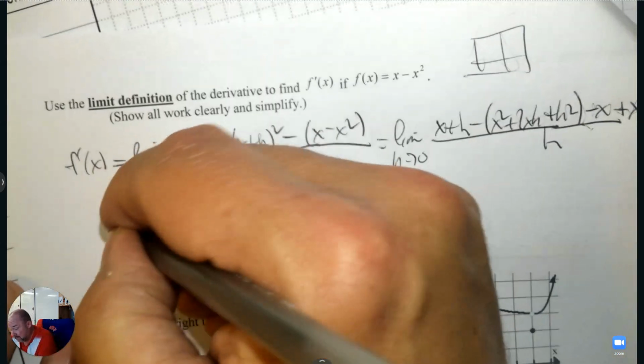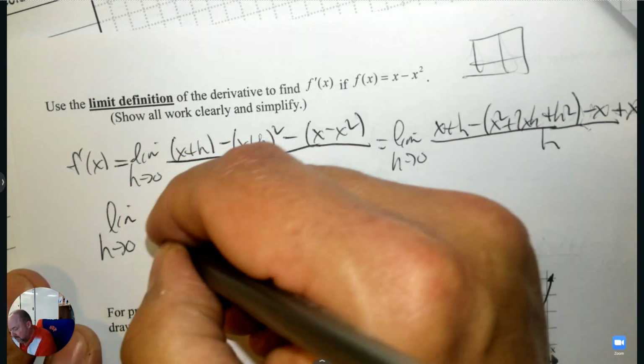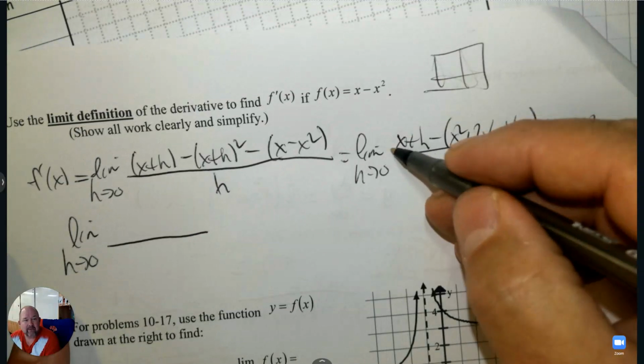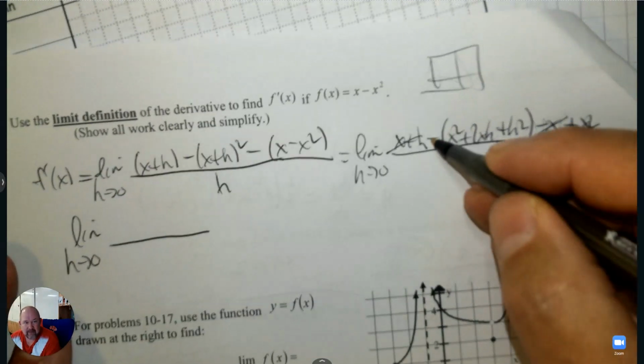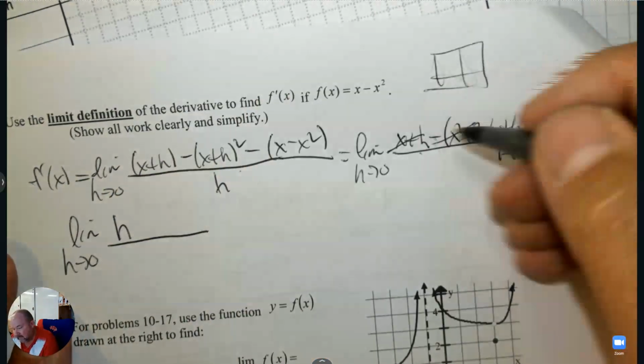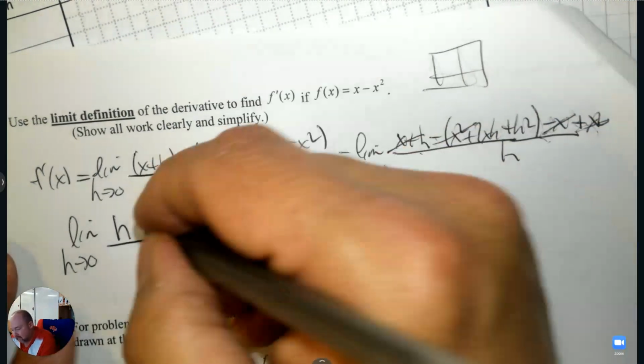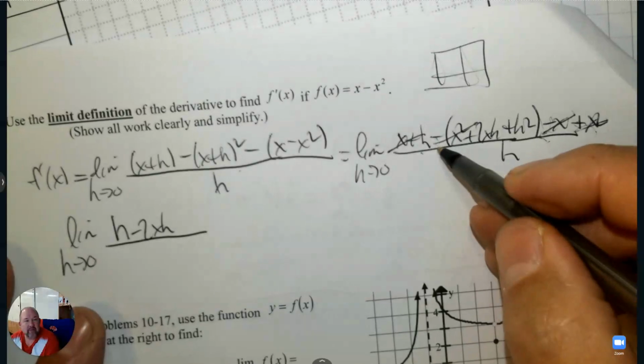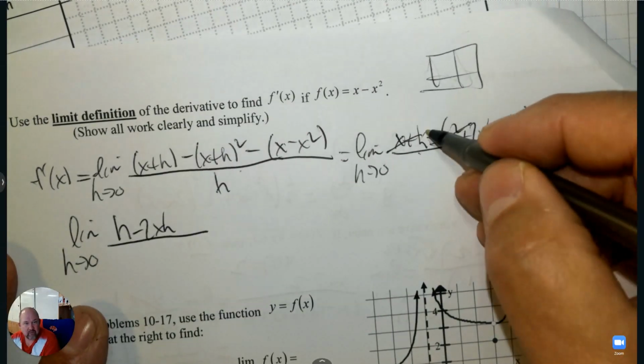And now I'm going to fully simplify it. It's going to get a lot easier now. So x and minus x, negative x squared and x squared. So I'm left with h. I'm left with negative 2xh. I am left with negative h squared because you distribute that.